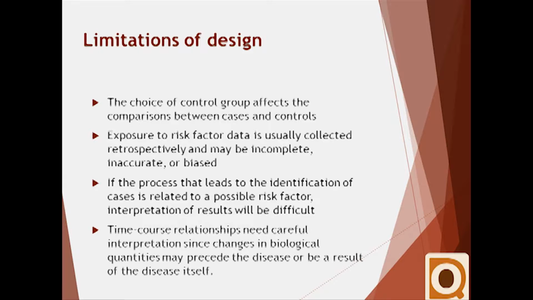biased. Also, number 3, if the process that leads to the identification of the cases is related to a possible risk factor, interpretation of the results is usually a challenge, and this is at times referred to as the ascertainment bias. So, for example, suppose that cases of young women with high blood pressure recruited from a contraception clinic are recruited into a case control study design. So, in this situation, a possible risk factor, the oral contraceptive pill, is linked to the recruitment of the cases, and so oral contraceptive use may be more common among cases than population controls for this reason alone.